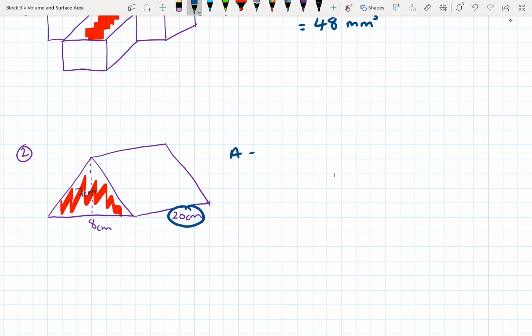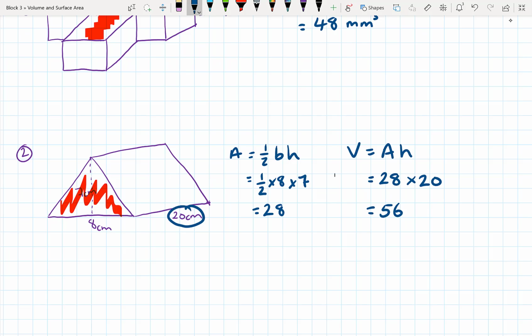So the first thing I need to do is find the area of the triangle. So we've got a half base times height. So half of 8 times 7. The base of my triangle is 8, the height of it is 7. Crunch my numbers, I end up getting 28. Which means when I do my volume, which was my area times the height of the prism, I've got 28 times 20, which is 560. My units this time were in centimetres, so it becomes cubic centimetres.